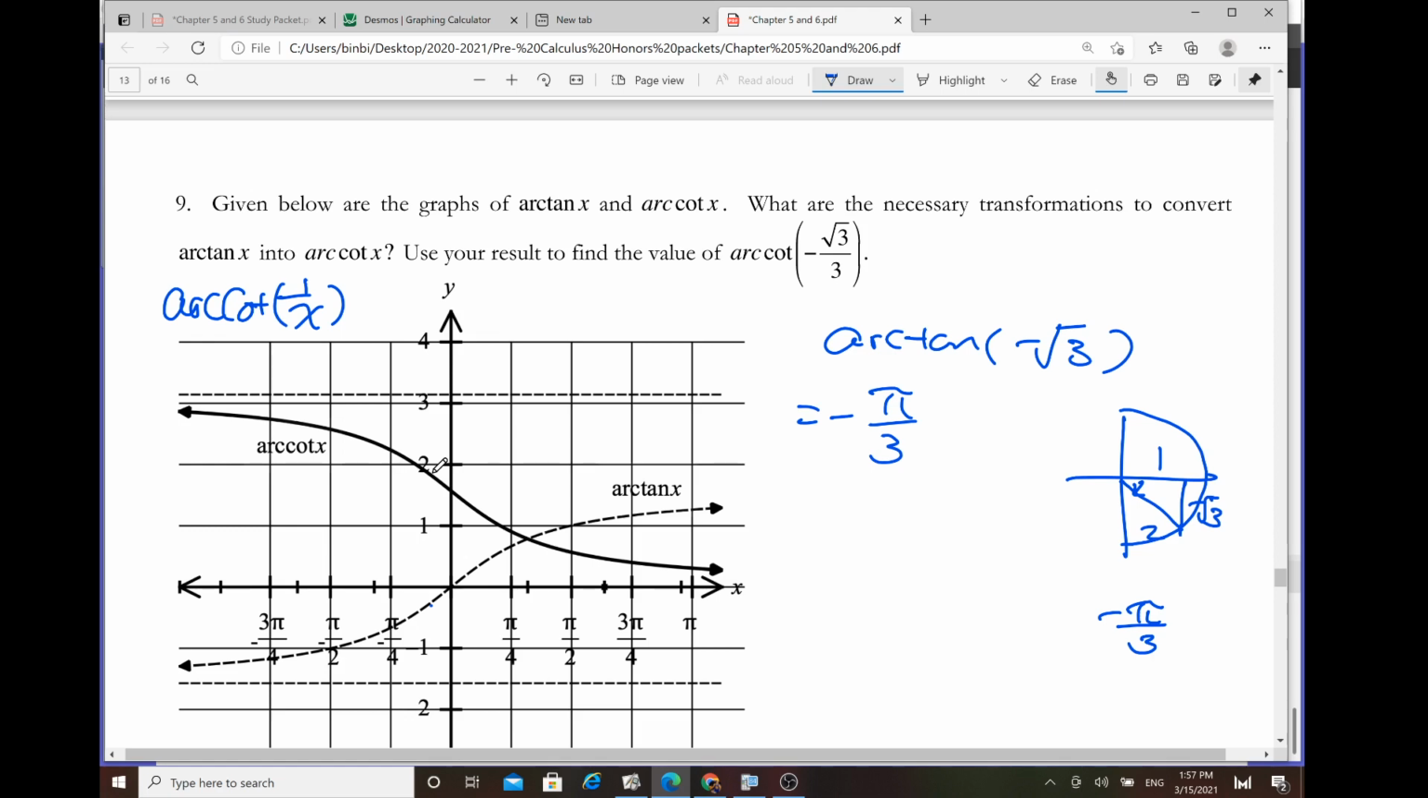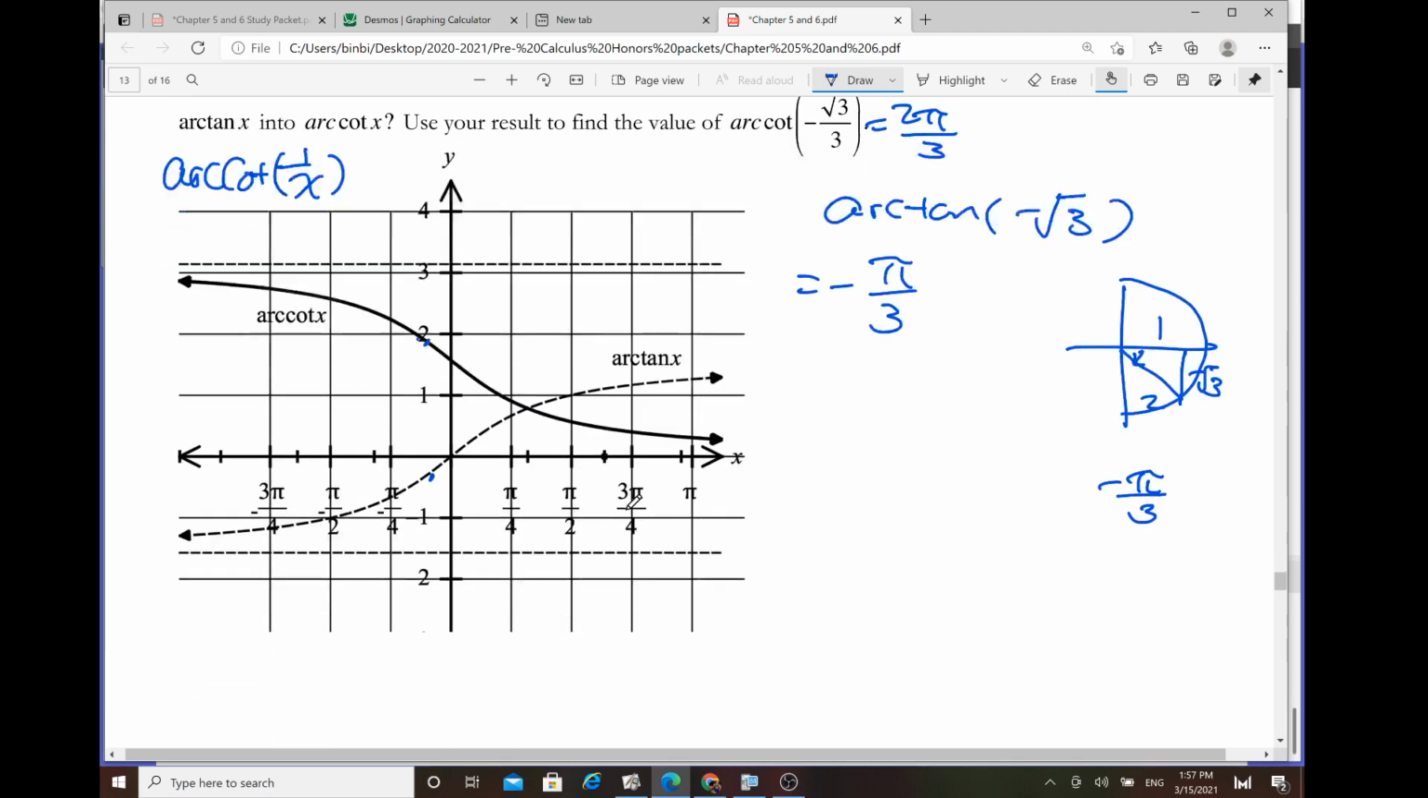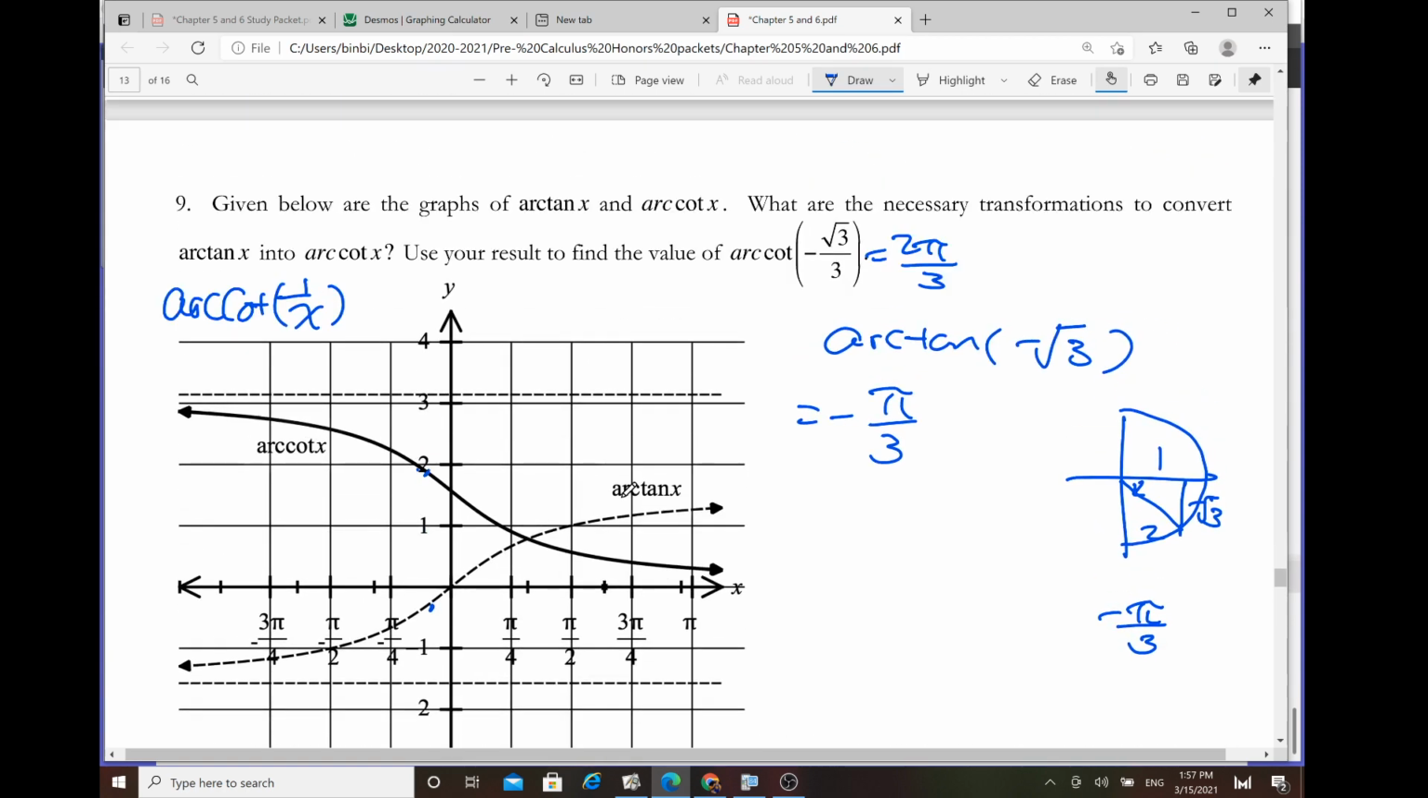If you try to use the graph, that would be considered the different solution. So arc cotangent of negative root 3 over 3: for the arc tangent, it's actually negative pi over 3, so the one that we found. But for the other one, for the cotangent, it's actually all the way up here. So that one would be considered 2 pi over 3. So just use the graph. Okay, so that one's a little bit tough.